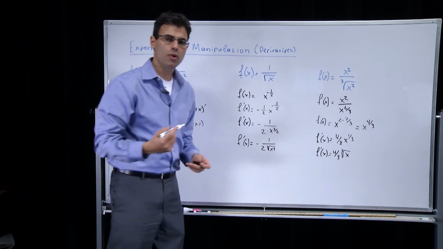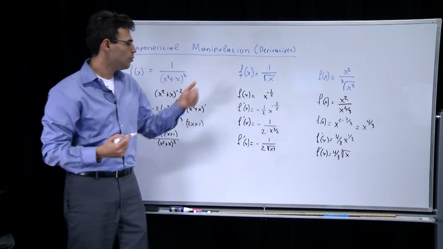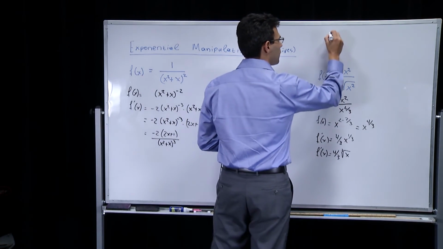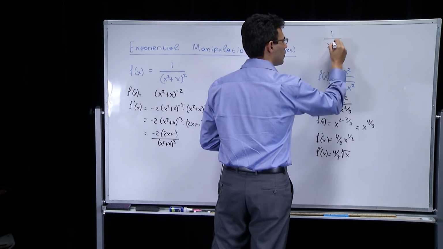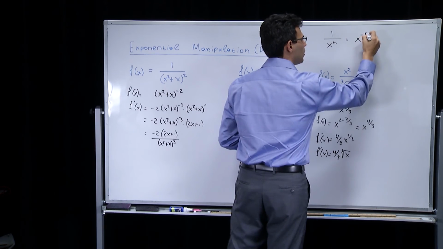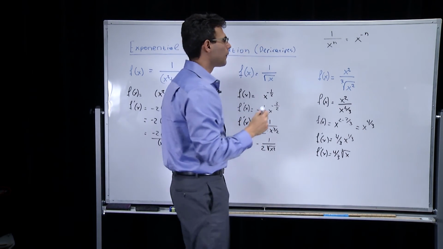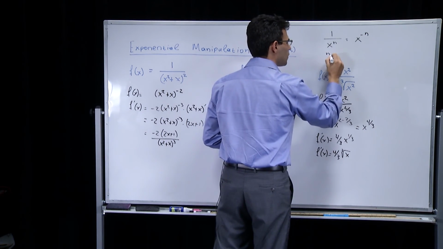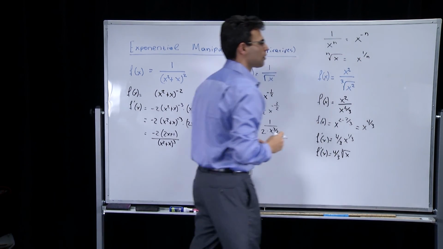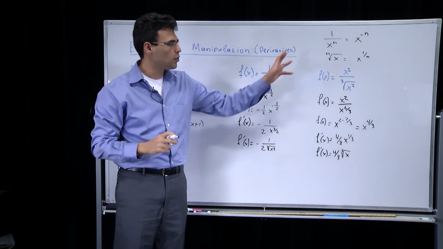All right, so before you even take the derivatives, use these simple exponential manipulations. Basically two things. When you have a fraction, something like this, you can rewrite it with a negative exponent. And when you have a root, something like this, you can write it as an exponential fraction. And of course, combinations of those.